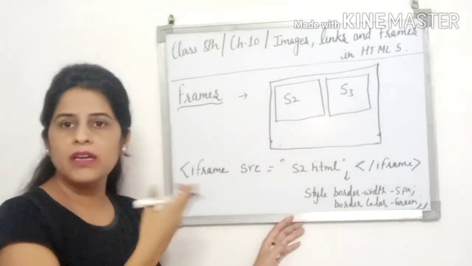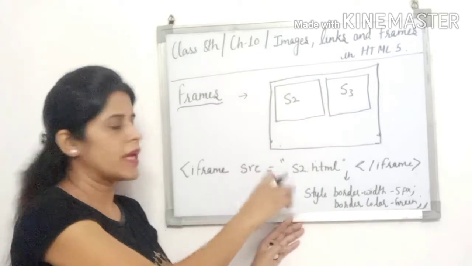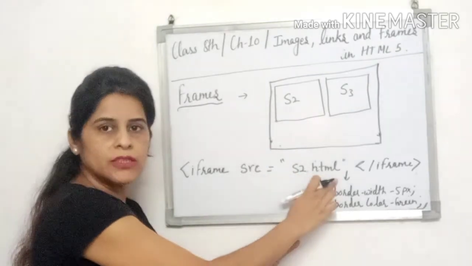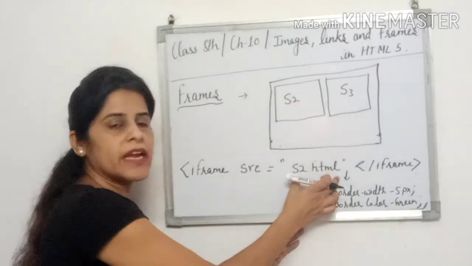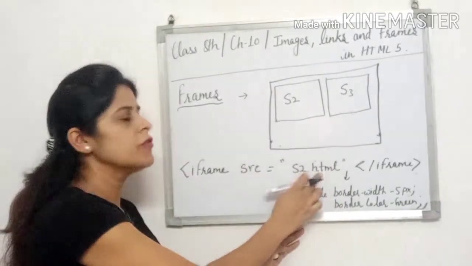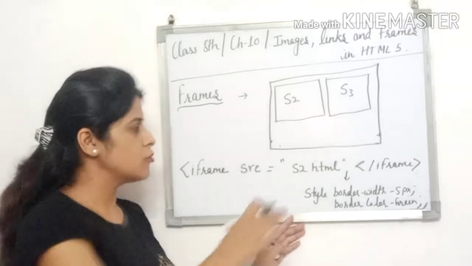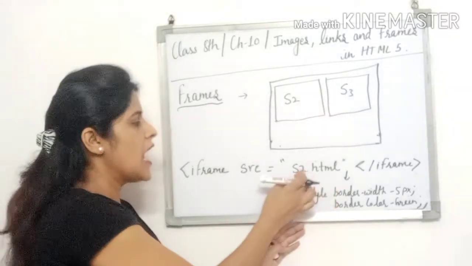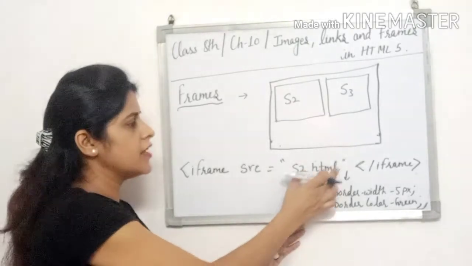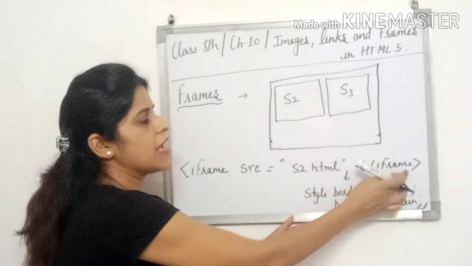If that is saved in D drive, any drive, then you can completely write down the path of that file. Otherwise you have to just write down the name of that file. As if this is on your desktop, then you need not give the complete path. You have to just write down the name of that file. s2.html I have written here, and then I have closed the iframe tag.